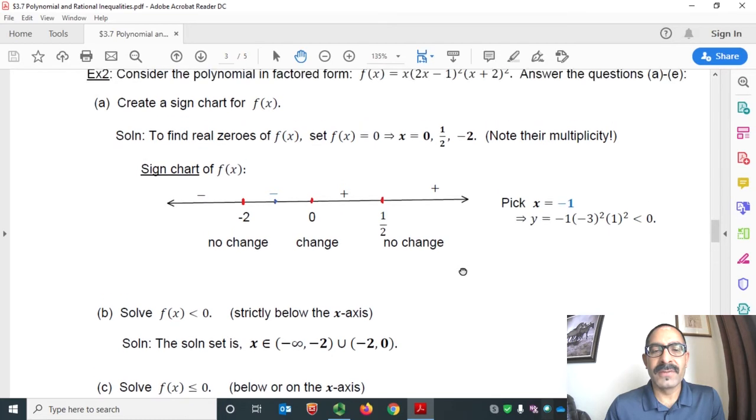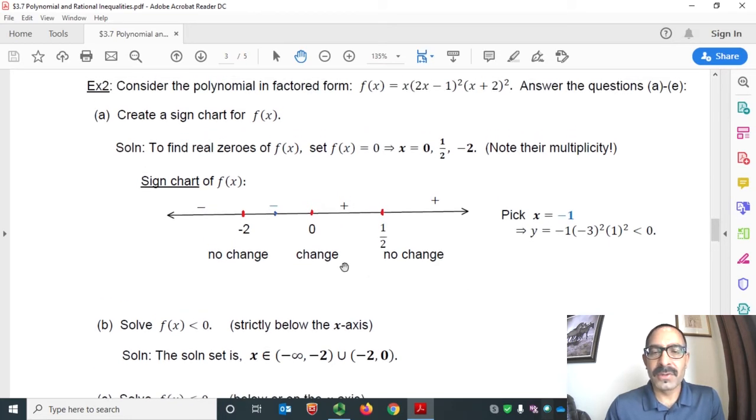Then use multiplicity to find the sign of f in other subintervals. At 0, since the multiplicity is 1, an odd multiplicity, the sign changes. So here is negative and here is positive. Towards the left side of this testing point, negative 2 has even multiplicity, so the graph bounces off the x-axis, the sign doesn't change: minus again minus. And on the last subinterval, x equals 1/2 is a zero with even multiplicity, so again the sign of f doesn't change. I hope this sign chart makes sense to you all.